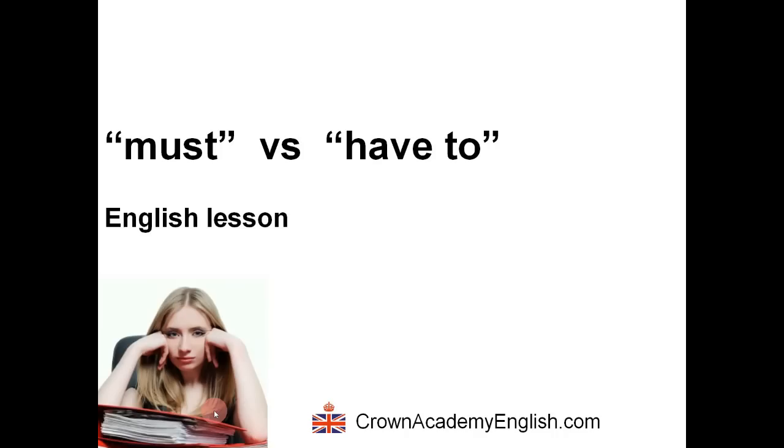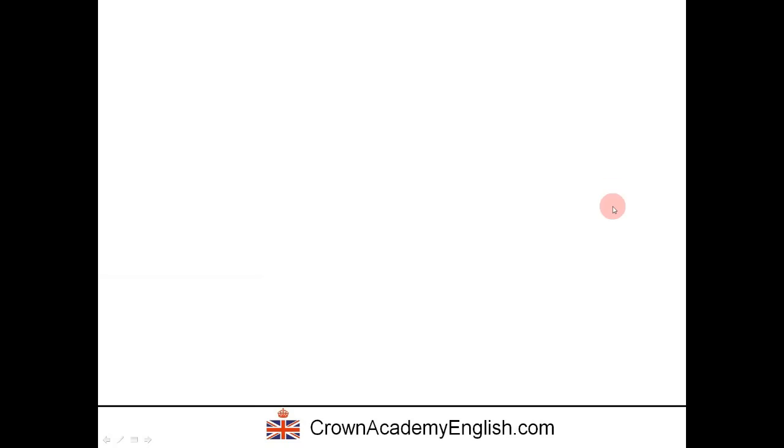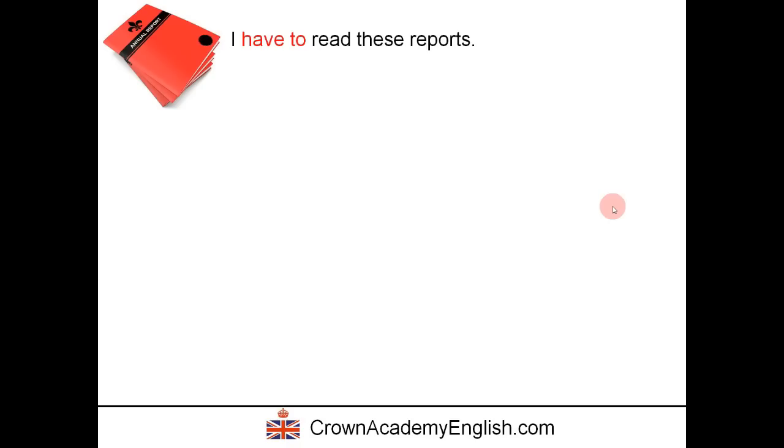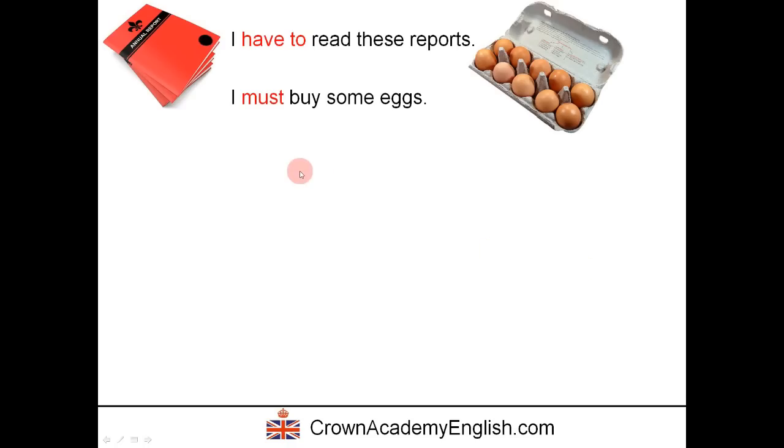Today's English lesson is about must versus have to. So we're comparing must with have to. Let's look at two example sentences. I have to read these reports. And I must buy some eggs. So these are the two structures that we're looking at today.